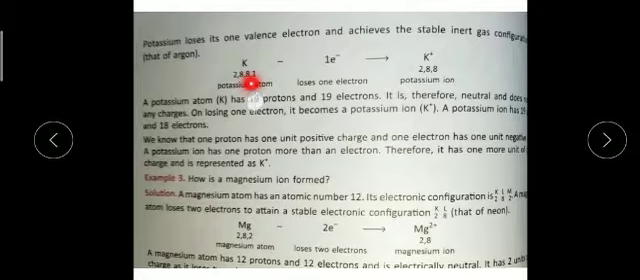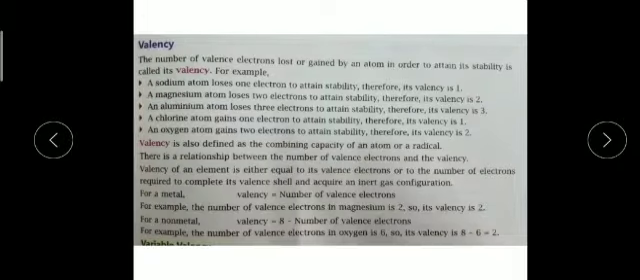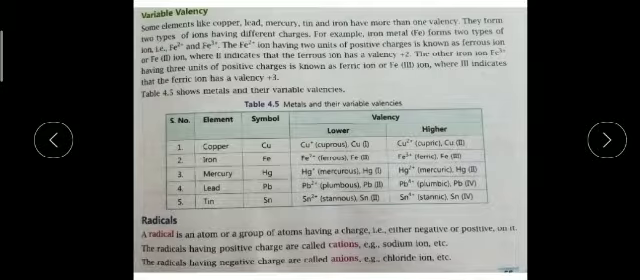So in case of potassium, the number of valence electrons is 1, so the valency will be 1. In case of magnesium, the number of valence electrons in the outermost shell is 2, so the magnesium valency is 2. So you should remember. In the Zoom class I will explain more by giving you more examples.